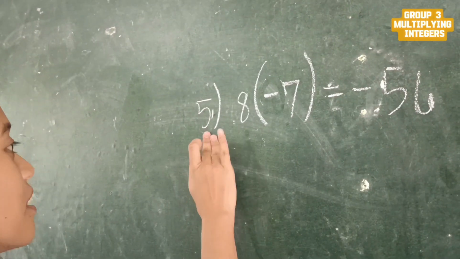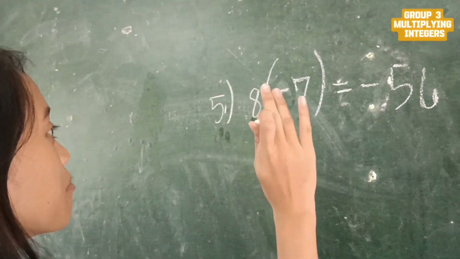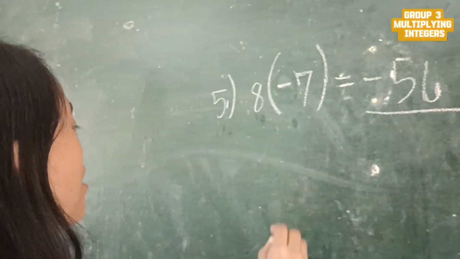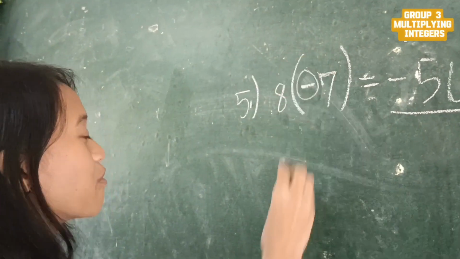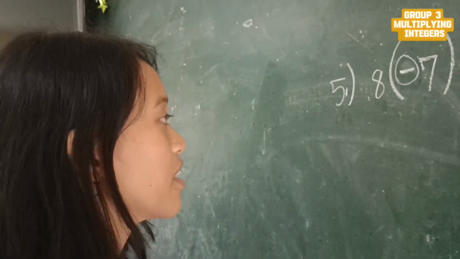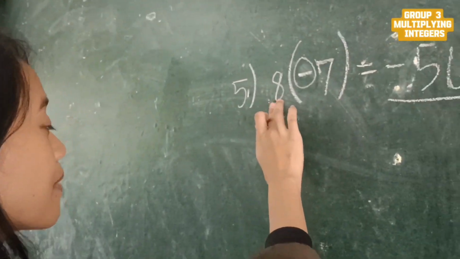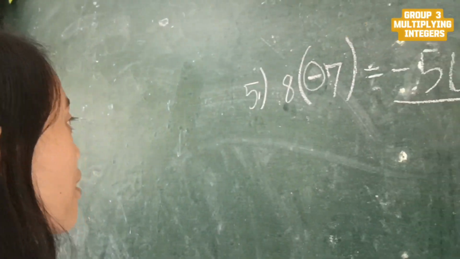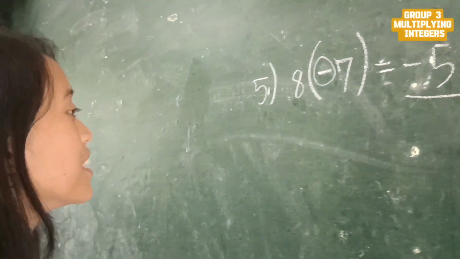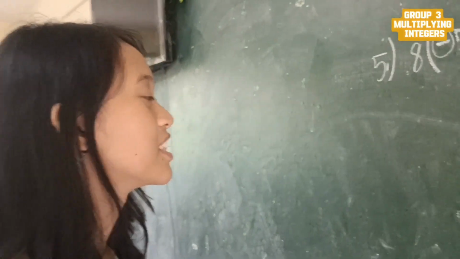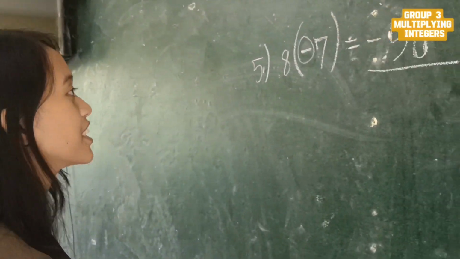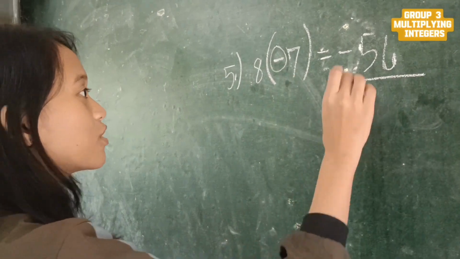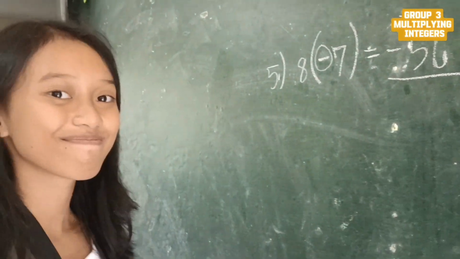Fifth example, positive 8 multiplied by negative 7 is equal to negative 56. If one number has a different sign, we will follow rule number 2. Positive multiplied by negative is negative. Therefore, positive 8 multiplied by negative 7 is equal to negative 56.